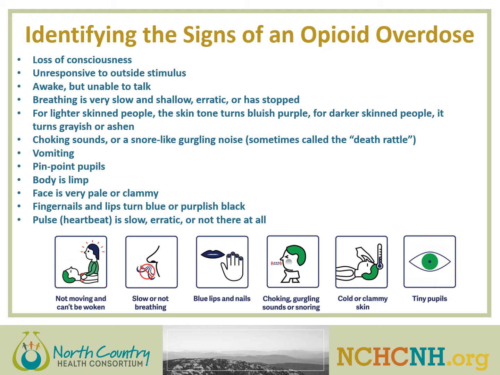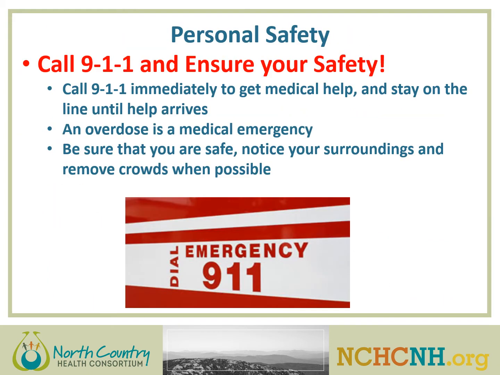Other common signs include vomiting, pinpoint pupils, a limp body, pale or clammy skin, and the fingernails and lips may change tone. Often, the heartbeat is slow and erratic, or there may be no pulse. It is also common to observe the surroundings for paraphernalia, such as syringes, cookers, cotton, and other materials used to administer opiates.